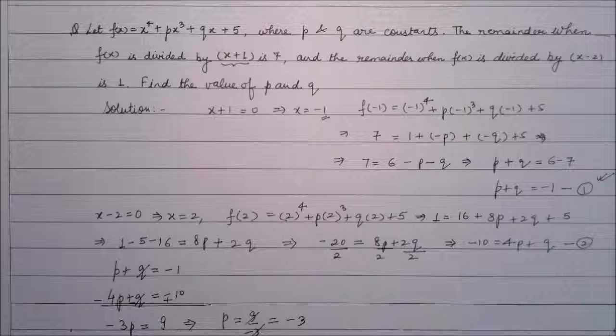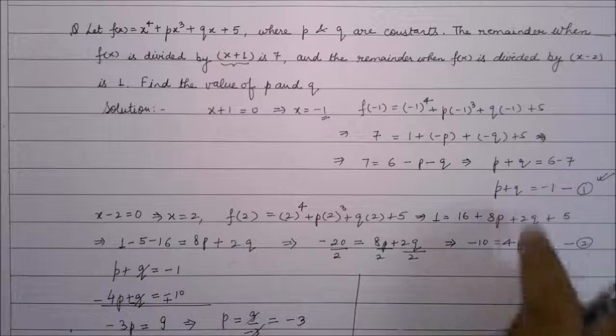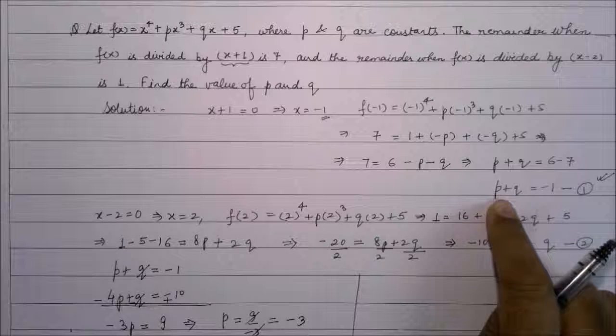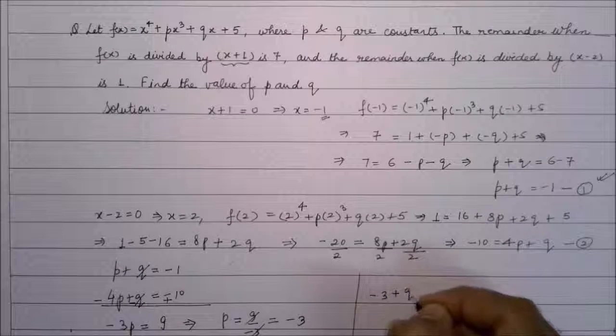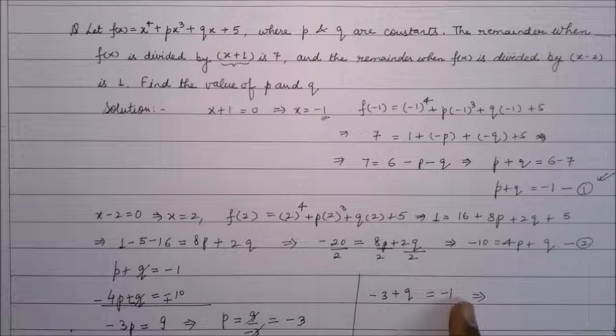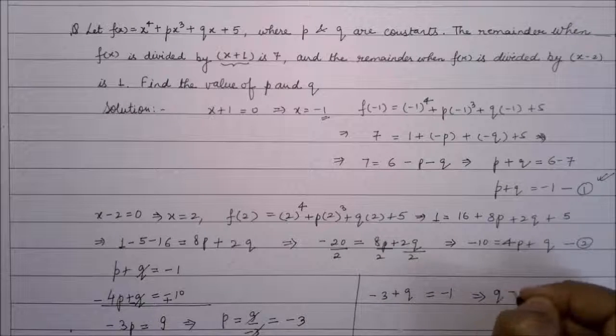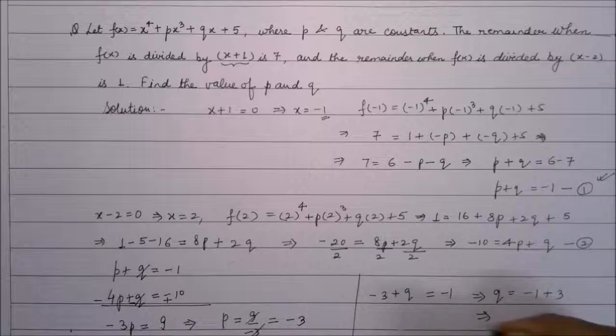Now I will plug this value of p in either of the two equations, that is in first or in second. Let me substitute the value of p in the first equation. So I will be getting minus 3 plus q equals minus 1. Now I take this minus 3 to the right hand side, so I will be getting q equals minus 1 plus 3, that gives me q equals 2. So I can say that p equals minus 3 and q equals 2 are the required answer.